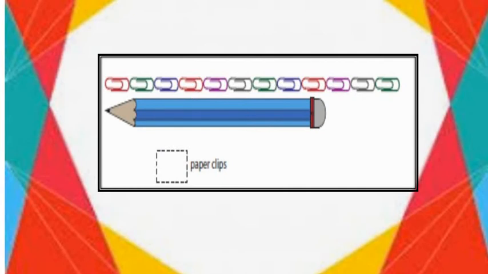Next we have an image of a pencil. This is the ending point of the pencil. It is up to 1, 2, 3, 4, 5, 6, 7, 8, 9 paper clips long.